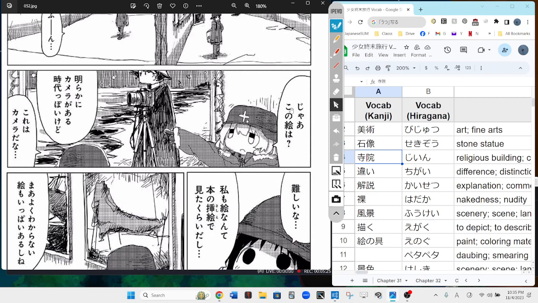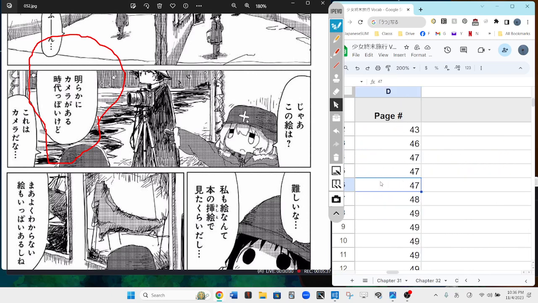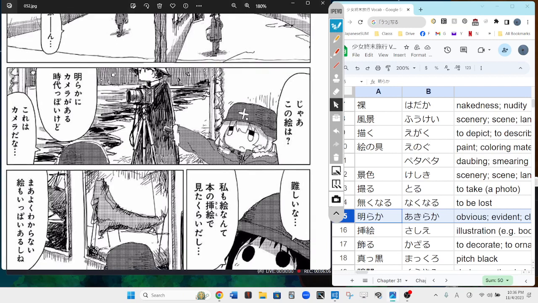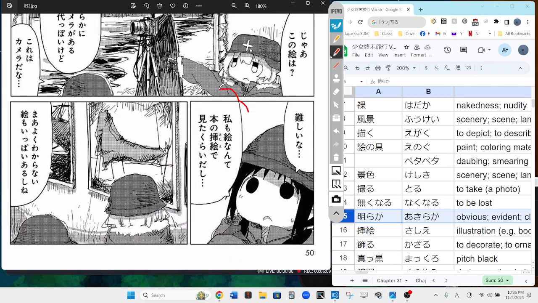Our next one says, Ja, kono e wa? Well, then what's this picture? And next bubble is Anthony. Akiraka ni kamera ga aru. Jidai poi kedo. There's a camera at that time period. Yeah, it definitely looks like a time period that has a camera. Kore wa kamera da na. That's a camera, isn't it? Muzukashii na. This is complicated.